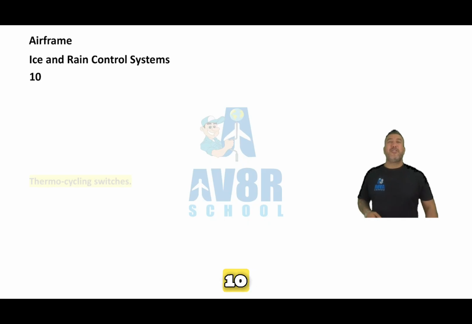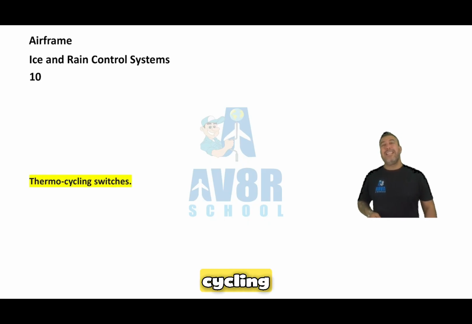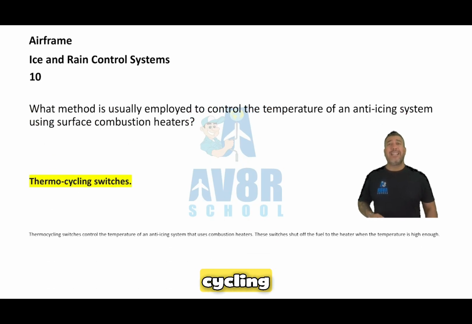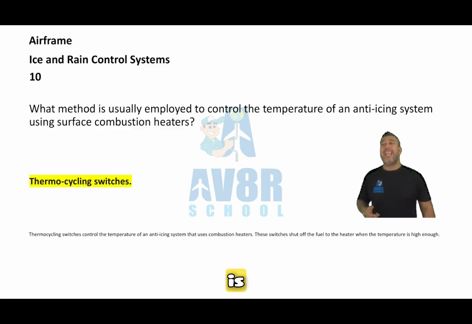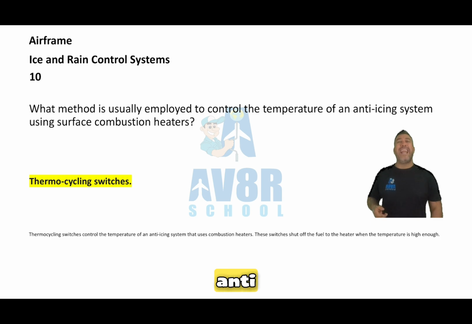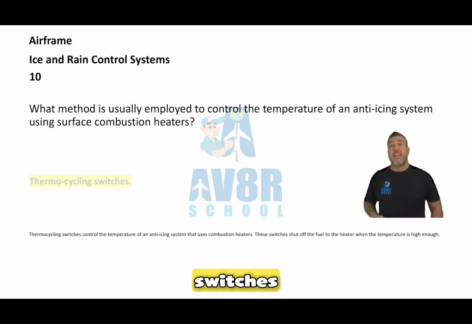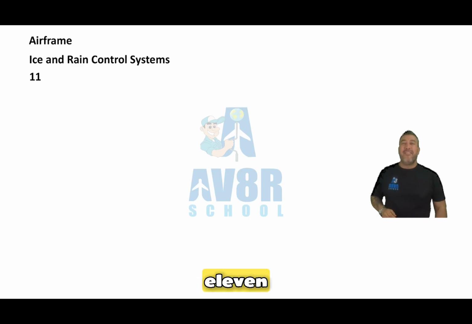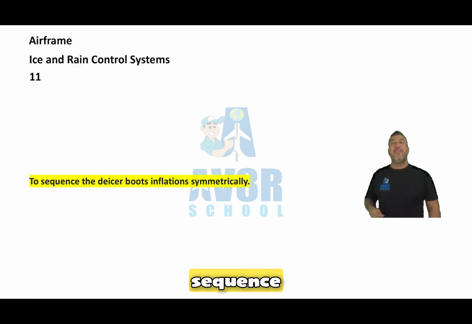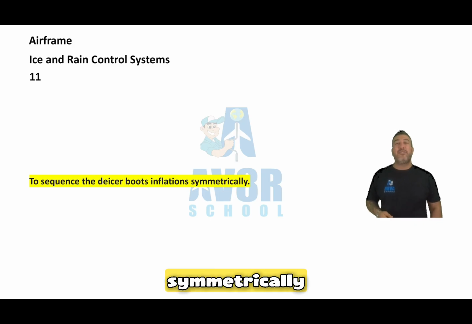Number 10, thermal cycling switches. What method is usually employed to control the temperature of an anti-icing system using surface combustion heaters? It's thermal cycling switches. Number 11, to sequence the de-icer boots symmetrically.